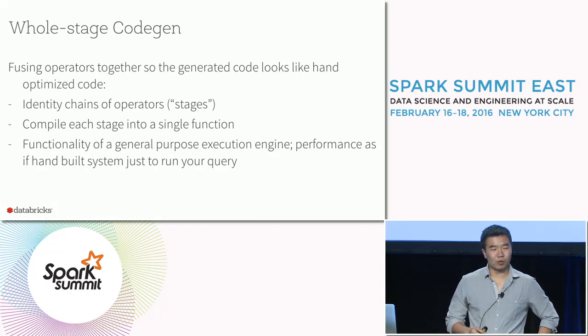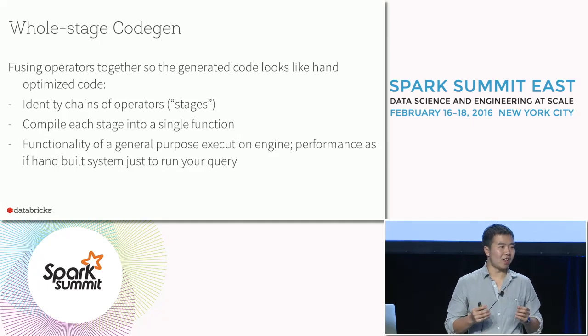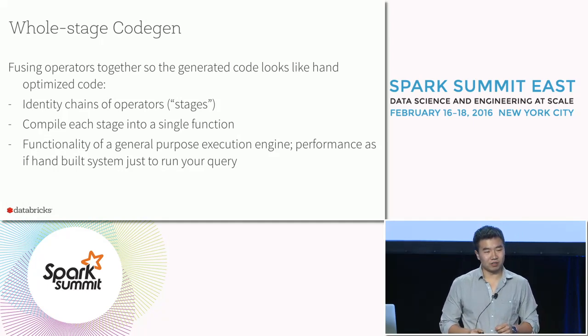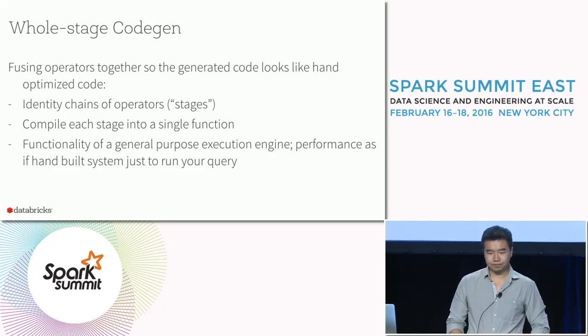And the idea is that we're going to fuse the operators together, right? So I showed you that filter code, and that's kind of the general purpose filter. But instead, what we're going to do is identify chains of operators together, and at runtime, compile them into a single function. So we're going to generate the code that is to be run at runtime. And the key here is that we want to provide the functionality of a general purpose SQL engine, right? We can't handwrite the code to evaluate your query, but we want the performance of a hand-built system as if it was just running your workload, right? Kind of the best of both worlds.